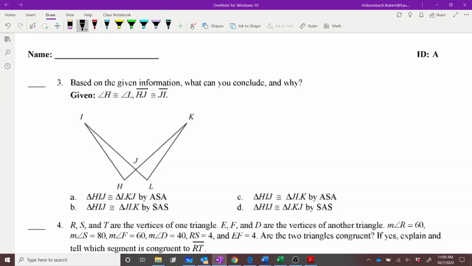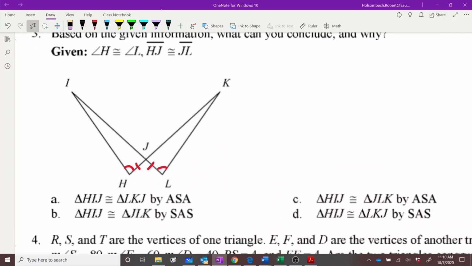Number 3, based on the given information, what can you conclude and why? We've got angle H congruent to angle L. I'm sorry, that's an L. H is congruent to L. HJ, this little leg right there, is congruent to JL, which is this side. Alright, now I'm going to blow this up again. Again, we have vertical angles, and this angle on the left is congruent to this angle on the right. So we've got two triangles that are congruent to each other by angle, side, angle.